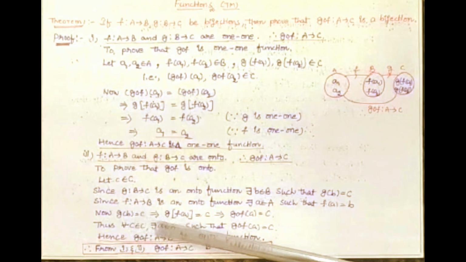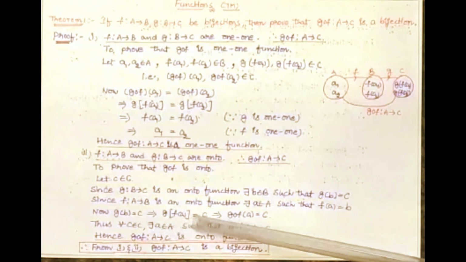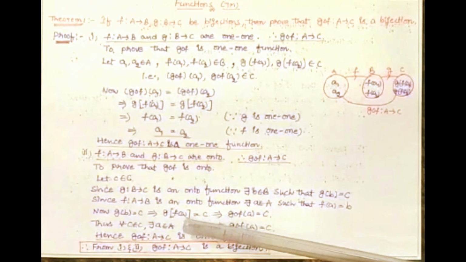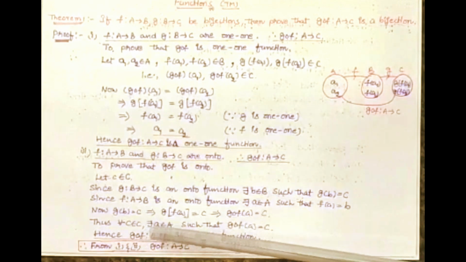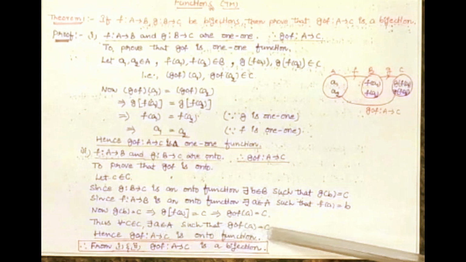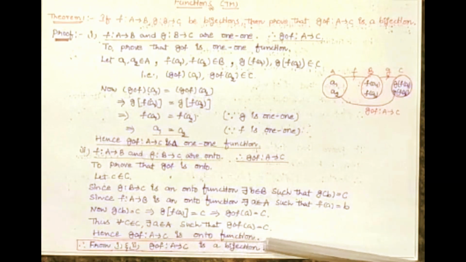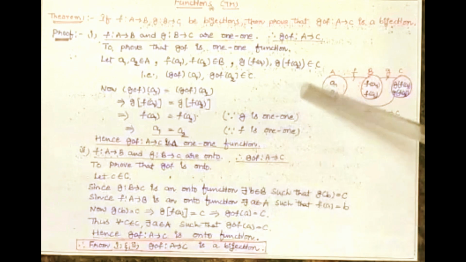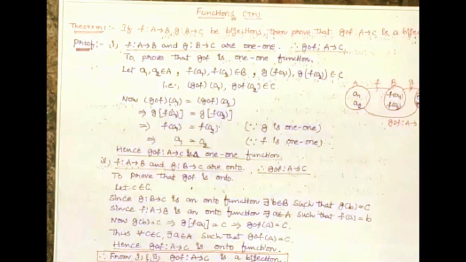Now g(b) is equal to c, as we have written here. g(f(a)) is equal to c, and you can write it as g∘f(a) is equal to c. For all c belonging to C, there exists a belonging to A such that g∘f(a) is equal to c. Hence g∘f: A to C is an onto function. So from these two results, 1 and 2, you can conclude that g∘f: A to C is also a bijection. Got it?